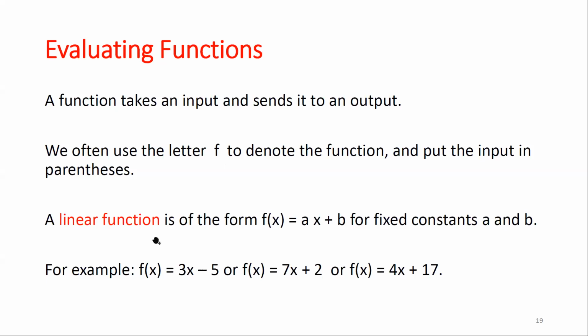So a linear function is a function of the form f of x is ax plus b, where a and b are constants. So this is what you mentioned a moment ago. Here would be an example: f of x is 3x minus 5, or f of x is 7x plus 2, or f of x is 4x plus 17. Curiosity, for the linear function, why didn't you do mx plus b?